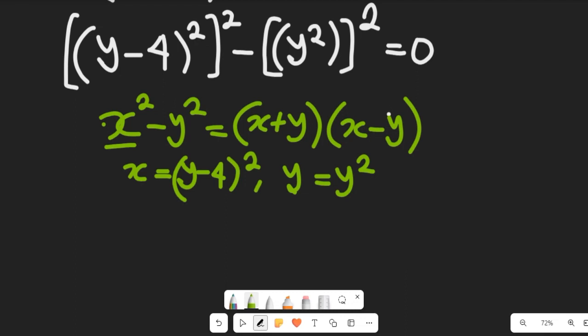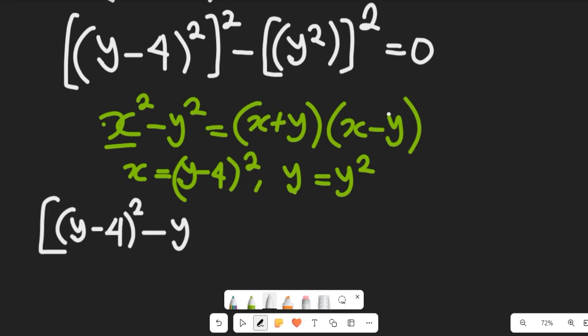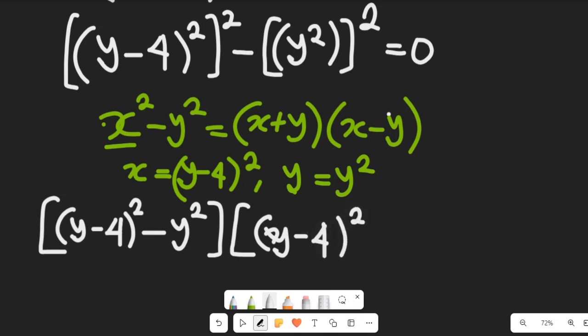So we can simply expand that expression. If I expand that, I'm going to have (y - 4)^2 plus y^2, that's x plus y, multiplied by (y - 4)^2 minus y^2, and this will be equal to 0.